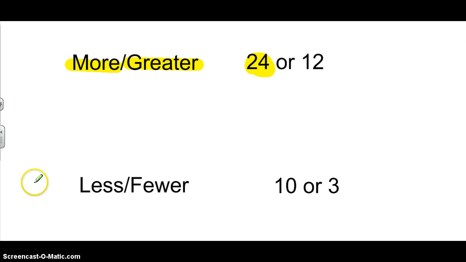Another set of words that you often see are the words less or fewer. Whenever you hear less or fewer, you want the smaller number. So if I had the number 10 and the number 3, and I wanted to know which number was less, or what I had fewer of, the smaller number is 3. I had less. 3 is less than 10.